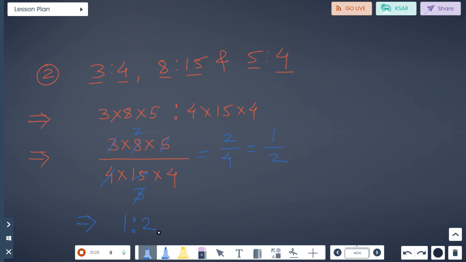So when we have to find the compounded ratio, we have to perform this type of operation.